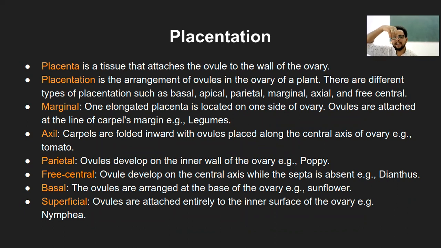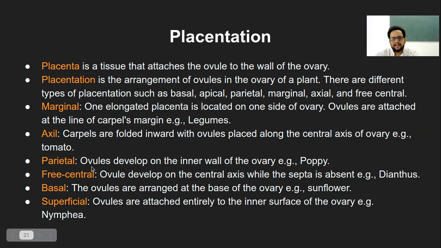The central axis is like if you pierce this tomato from the stem through the top, right? So that will be the central axis, and all these ovules will be arranged on the sides of the axis. So that is the axial placentation.